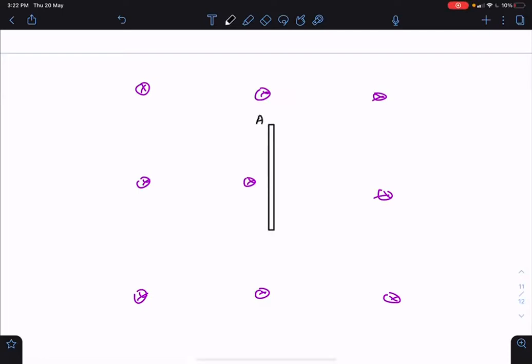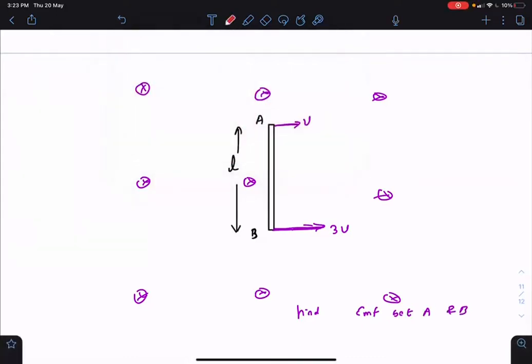So let's say this is a rod AB, and this is of length L. Let's say the top part is having a velocity V. The bottom one is having a velocity of 3V. Find the EMF between A and B. Given that this is a conducting rod, find motional EMF between A and B. And there is no current.